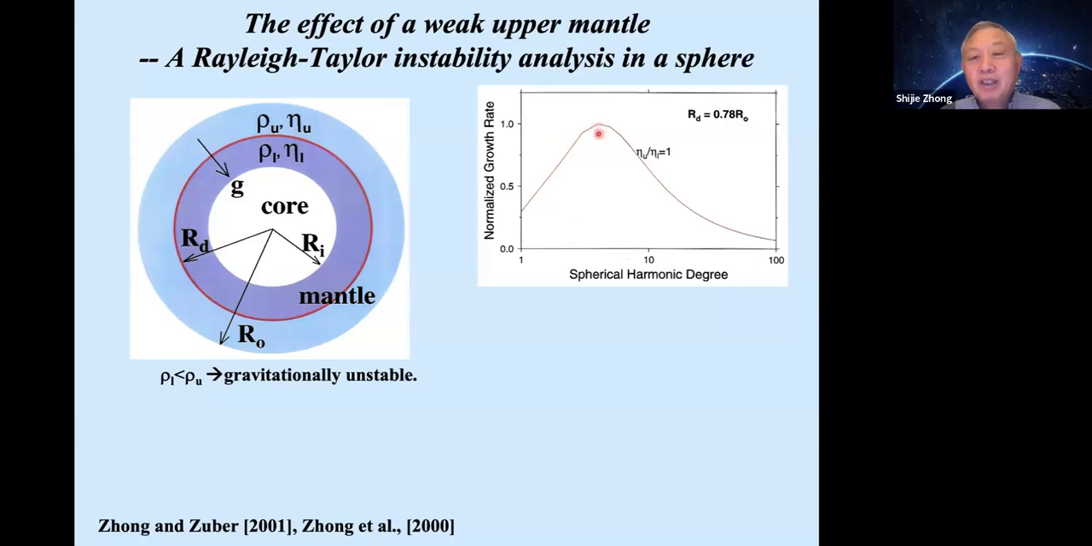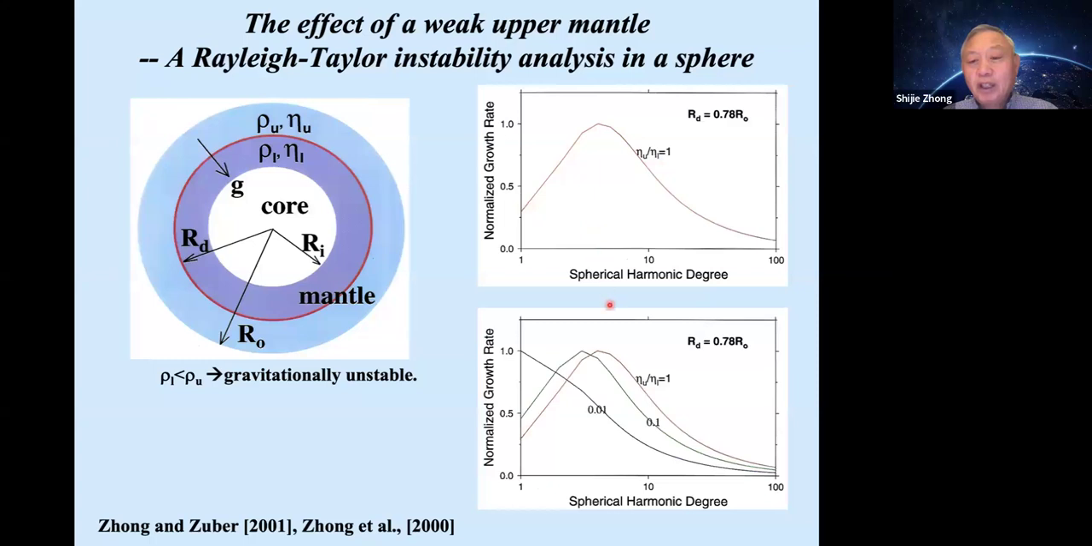So basically what you see here is the most unstable wavelength occurs around degree 6 to 7 in this case, when the viscosity is constant, right? What we want to achieve is long wavelengths, like degree 1, degree 2, somewhere in this region. Clearly, those wavelengths are actually quite stable in this case. But what if we start to vary the viscosity ratio? If the ratio decreases from 1 to 0.1 to 0.01.